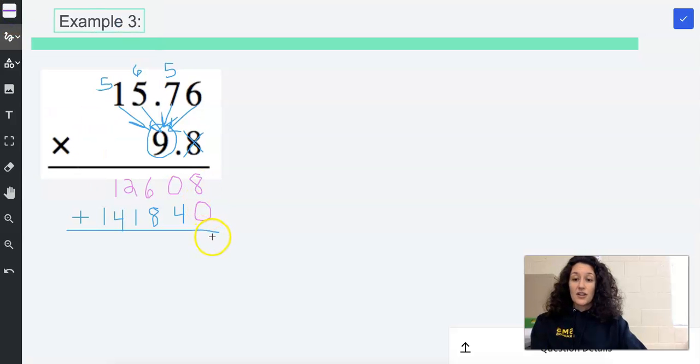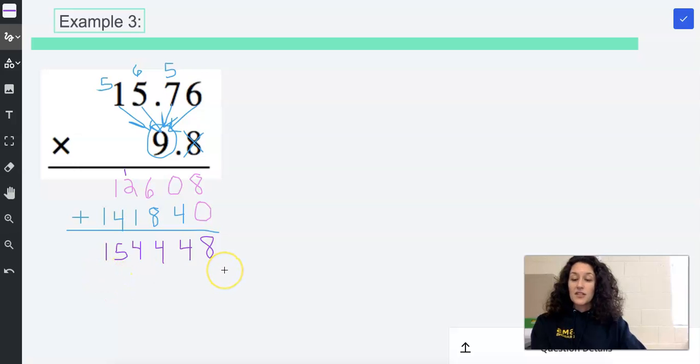So I add 8 and 0, and I get 8. 0 and 4, and I get 4. 6 and 8 gives me 14, so I place a 4 here and carry the 1. 2 plus 1 is 3, plus another 1 is 4. 1 and 4 gives us 5. And then 1 and nothing gives us 1.